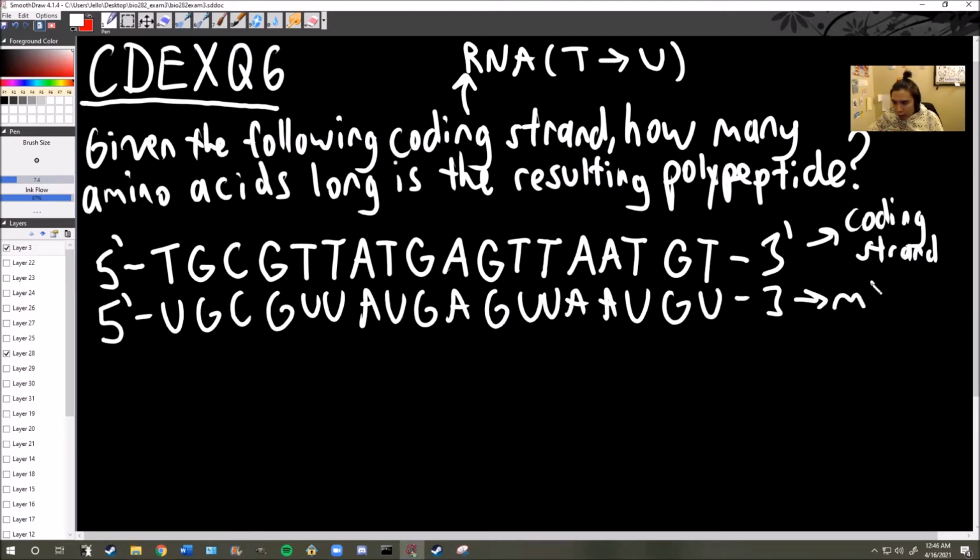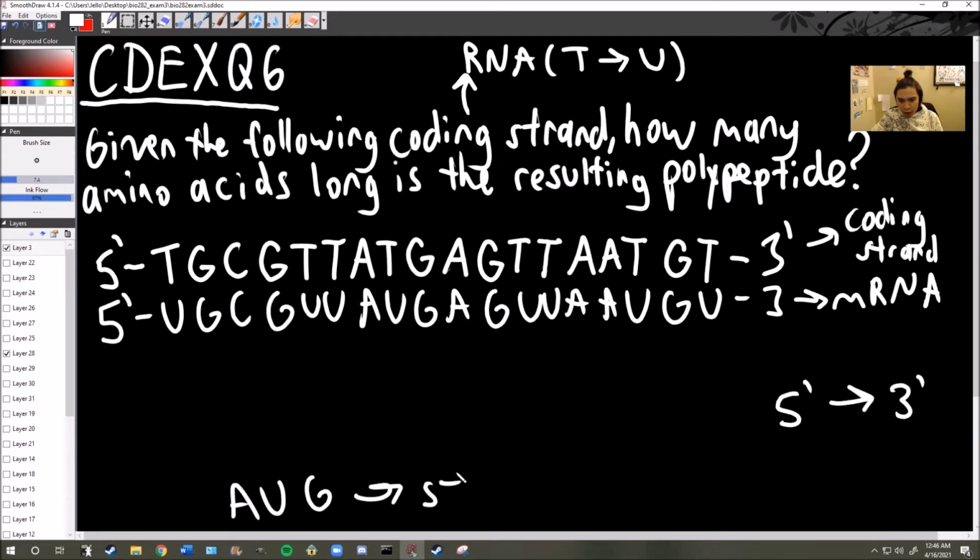Cool. And this is our mRNA. We're assuming no splicing or anything like that as well. So our ribosome always reads in the 5' to 3' direction, so we're already orientated in a convenient way. And we are looking for that start codon, which would be AUG. So we want to go from our start codon until we hit a stop codon, and there are 3 of them.